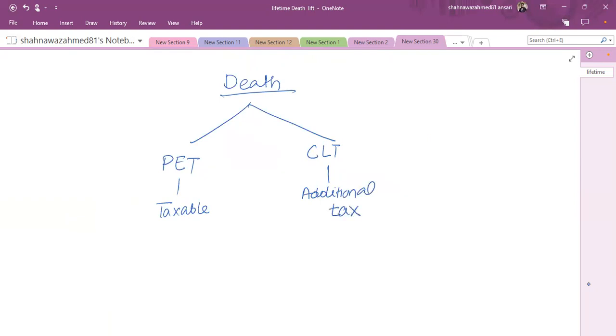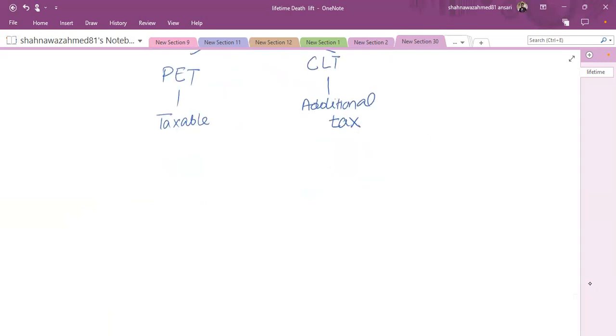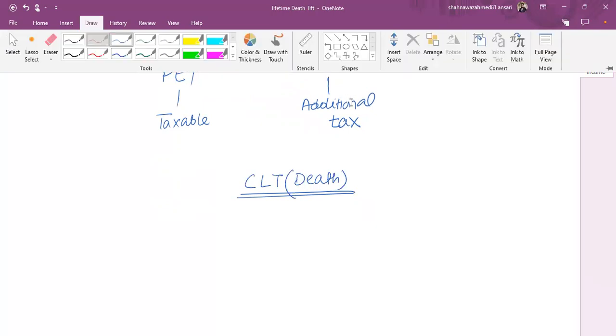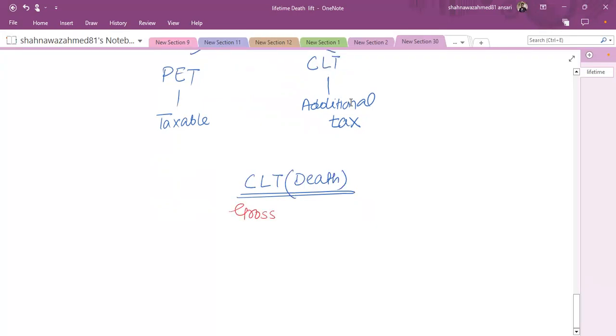So how can we calculate the tax on potentially exempt transfer and the tax on chargeable lifetime transfer? Let's talk about CLT at the time of death. Remember, inheritance tax is not a difficult one, quite easy, quite scoring. You can score good marks on this if there is a question. Usually, there is a mix of CGT and IHT. So at the time of death, we'll start our working not from transfer of value, rather from gross chargeable amount. This will be the starting point.